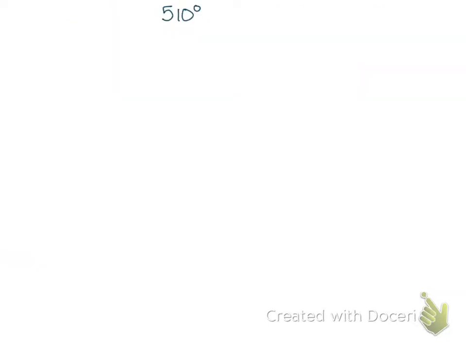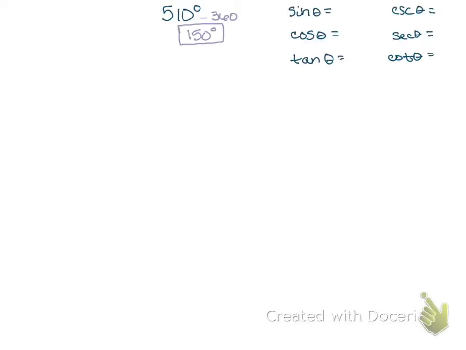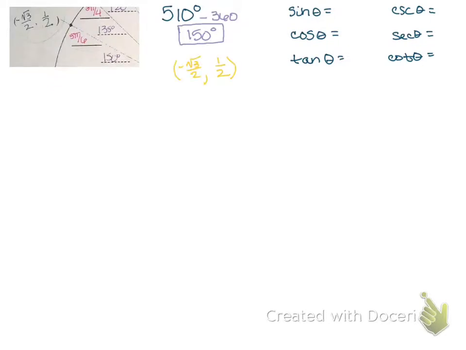Next example, 510 degrees. That is not on the unit circle, so I'm going to subtract 360. That gives me 150. That is on the unit circle. That has an ordered pair of negative square root of 3 over 2 and positive 1/2. That's cosine. Second one is sine. So my sine is 1/2. My cosine is negative square root of 3 over 2.